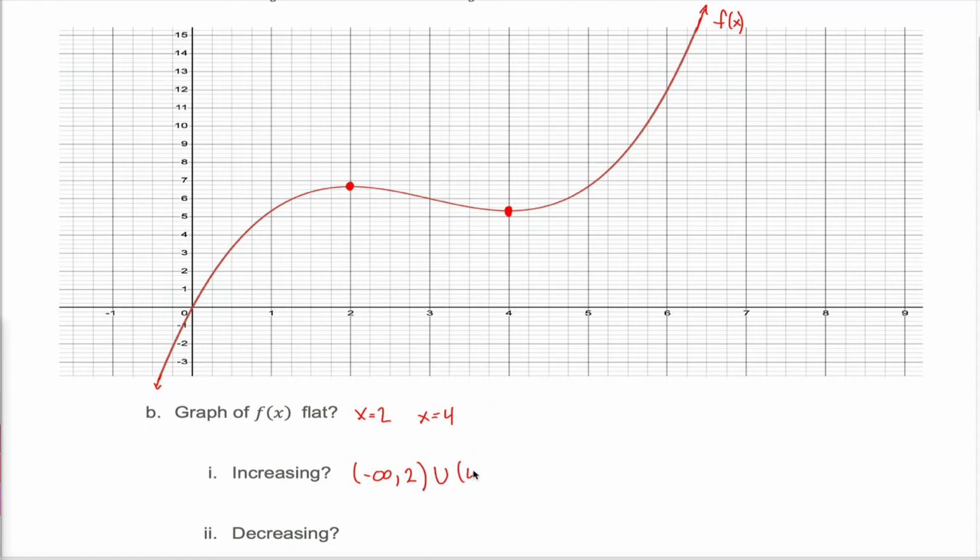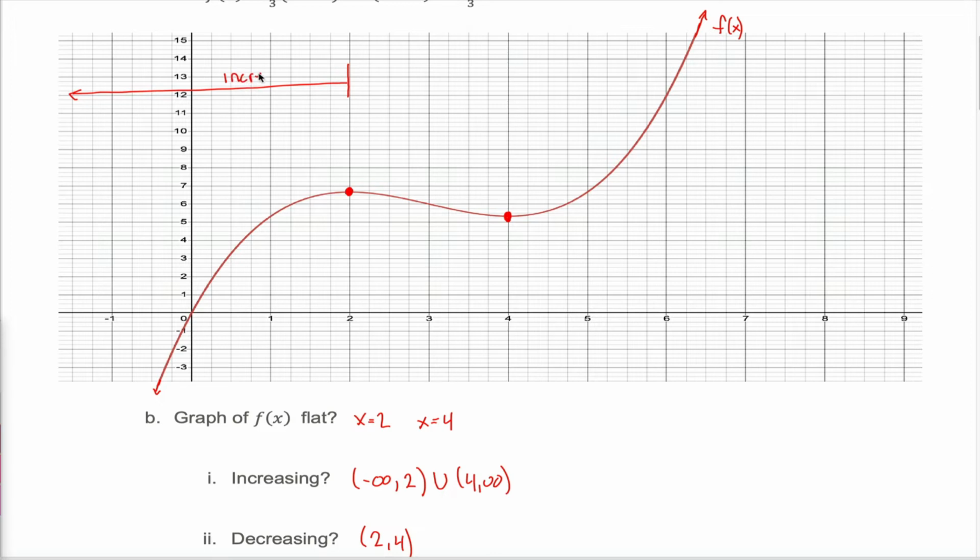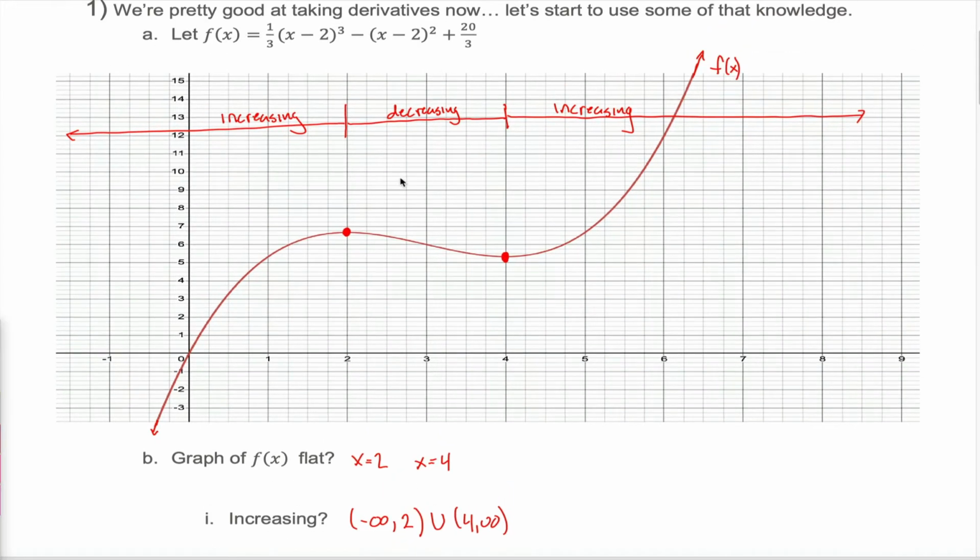So I can put my union symbol and then say everywhere from 4 to infinity. If I wanted to write in interval notation where this graph is increasing, just by looking at it, I'd say that it's increasing from negative infinity to 2, and again from 4 to infinity. And where is it decreasing? Well, it's decreasing when it's not increasing or flat. It's decreasing in between 2 and 4, which in interval notation I could write like this, (2, 4). We're increasing over here and also over here, and we're decreasing in here. And because this graph is continuous and differentiable, the only spots it can switch from increasing to decreasing or decreasing to increasing is where it's flat. So we're flat at these points where it switches. And you're like, yeah, I get the point. That's not that interesting. Okay, stick with me.